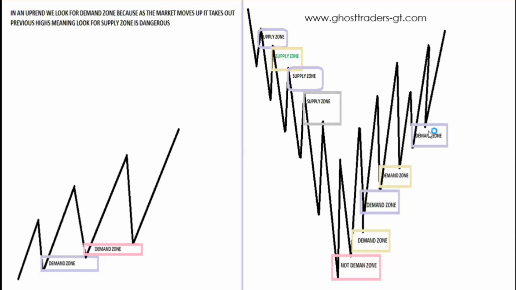So that's the concept that you need to be having about your demand and your supply zones. You don't need to confuse yourself. There is nothing difficult. It's all about understanding your downtrend and your uptrend. So let's look at what's next.